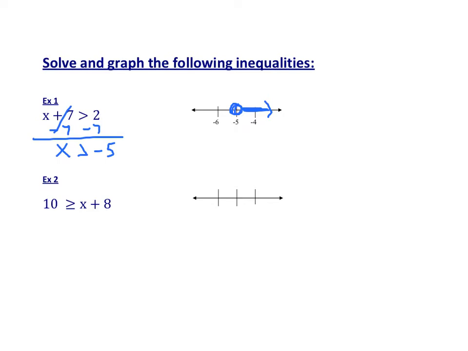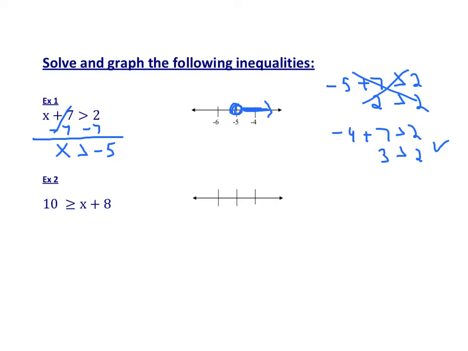So in other words, if I were to substitute negative 5, negative 5 plus 7, is that greater than 2? Well, no, I would get 2. And so that's why negative 5 has an open circle, because it's not included. If I chose a number like negative 4, negative 4 plus 7 is greater than 2, I would get 3, and that would be a true statement. This is not a true statement, which is why you have the open circle there. So the solution is all of the numbers that are greater than negative 5.